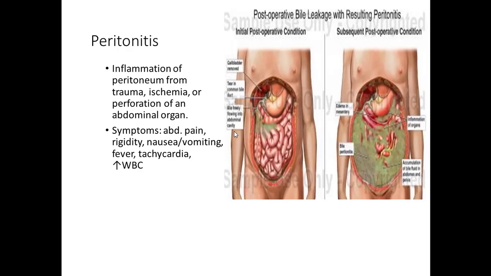Symptoms that we're going to see are abdominal pain. Patients are going to be rigid, might have nausea, vomiting, obviously fever. They're going to have tachycardia and an increased white blood cell count. The inflammation of the endothelial lining of the stomach, sometimes that helps to explain it a little bit better.